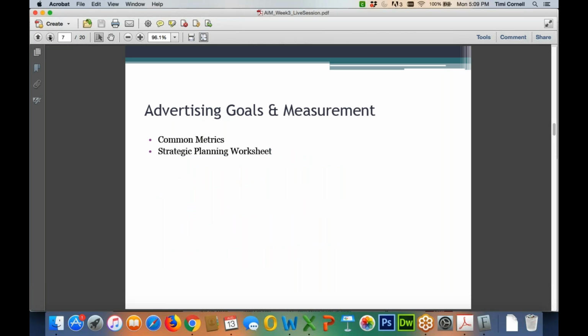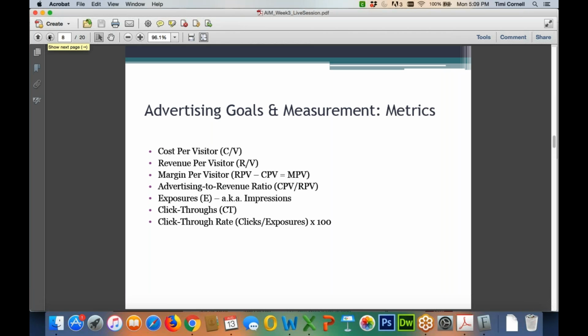All right, those are our campaign types. We're now going to cover some advertising goals and measurement metrics. We're going to go through some common metrics, and then run through an example with our strategic planning worksheet. And keep in mind, the metrics and formulas I'm about to show you are already programmed in the strategic planning worksheet, because that's essentially a calculator we use when making goals and projections for potential advertising campaigns. But it's still best to know the story behind the numbers, how they came to be, and how they work with one another. So that's why I want to run through these real quickly.